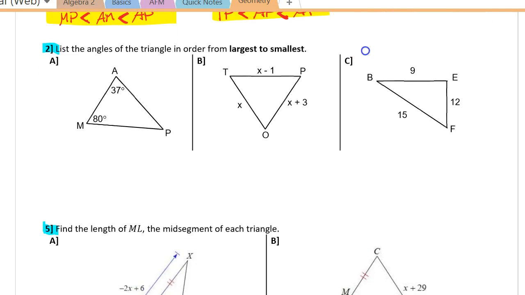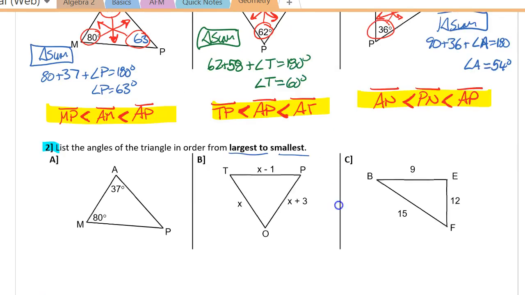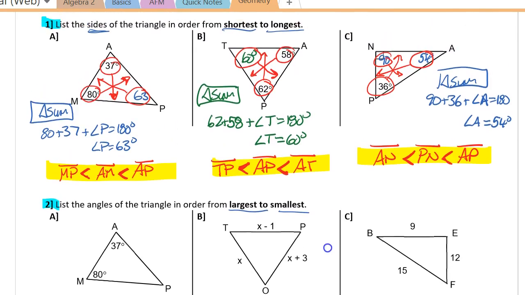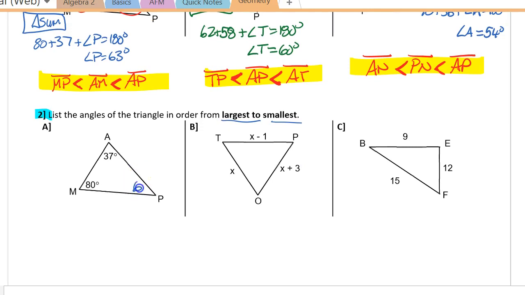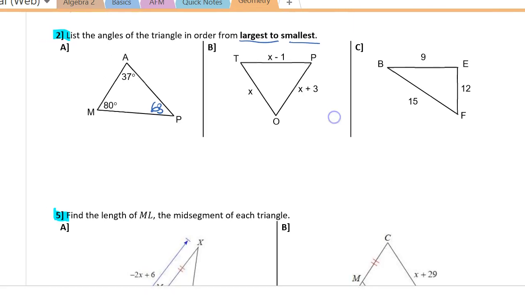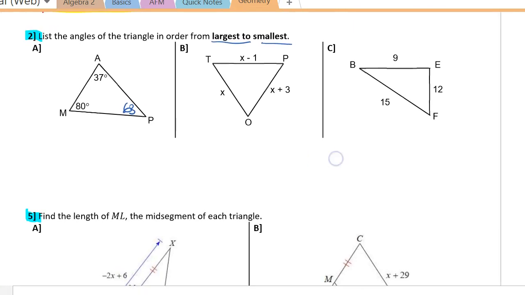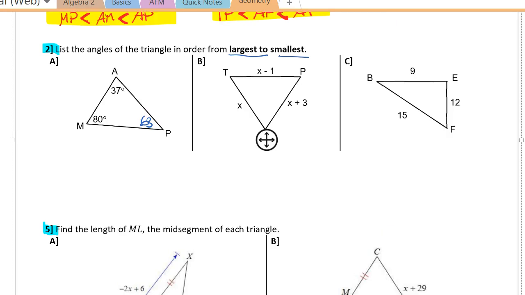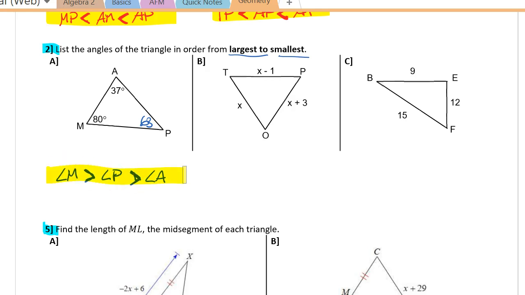Next, question number 2. Here we're listing angles from largest to smallest, so reversing the order there. 2A diagram is the same as 1A, so we know this missing angle P is 63. In terms of the angles, we can clearly just see. So the largest angle we visibly see is angle M. That is larger than the next angle, which is angle P, which is 63. And that is larger than the smallest angle, which is angle A, which is 37.